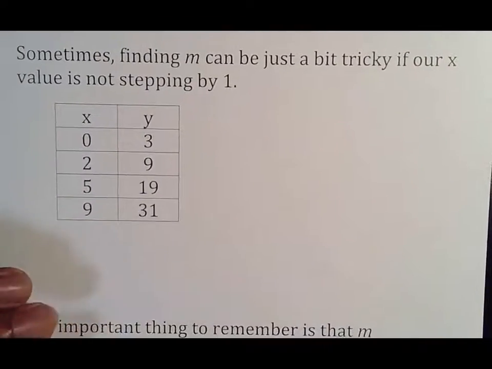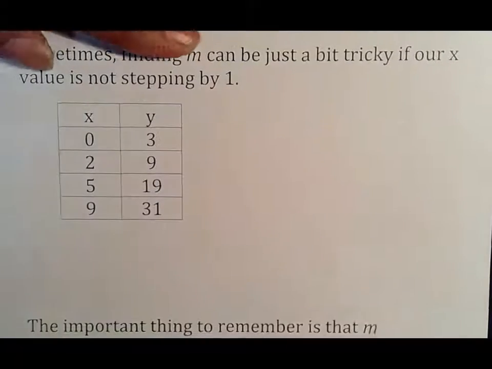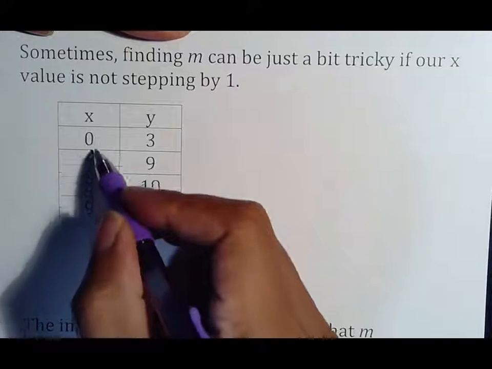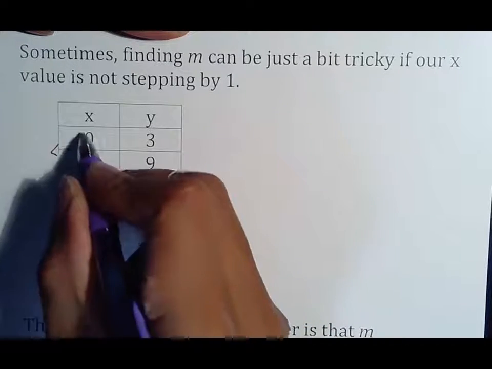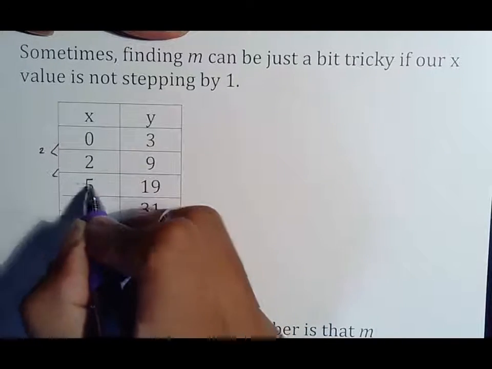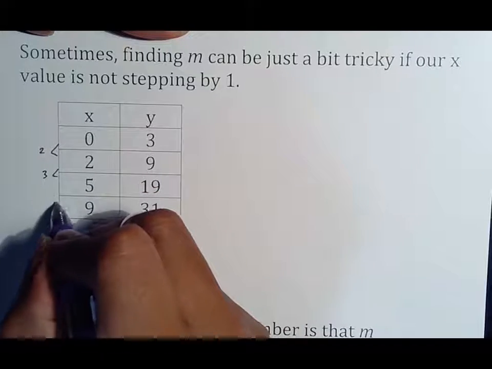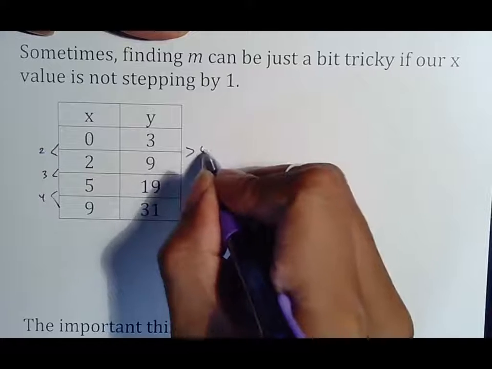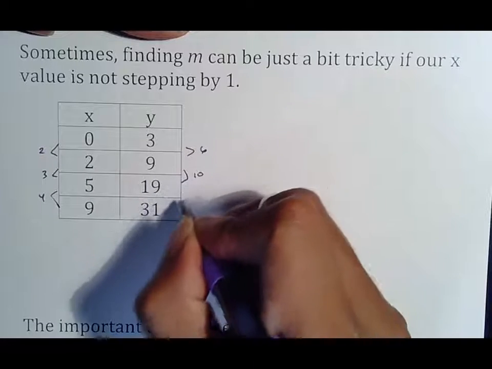Sometimes finding m is just a little bit tricky, and this is at the end of your homework. But again, it doesn't hurt because it's really not that bad. In this case, x is not moving like it's supposed to, so we're going to do second minus first, second minus first, second minus first. And you're going to do the same thing here. 9 minus 3 is 6, 19 minus 9 is 10.